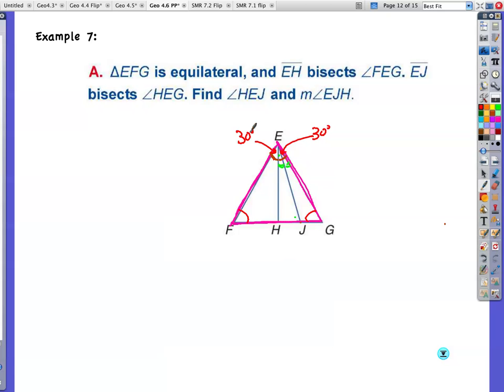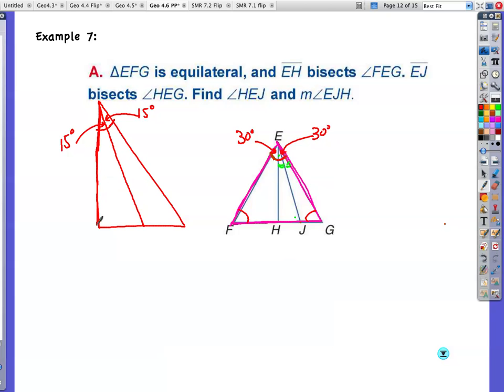Then it's been bisected again. This right here, let me draw out just the right side of this picture. And I've got this one coming down the middle. This is a total of 30 up here, but if I bisected it, then each one of these is going to be 15 degrees. So it's equilateral and it bisects it.